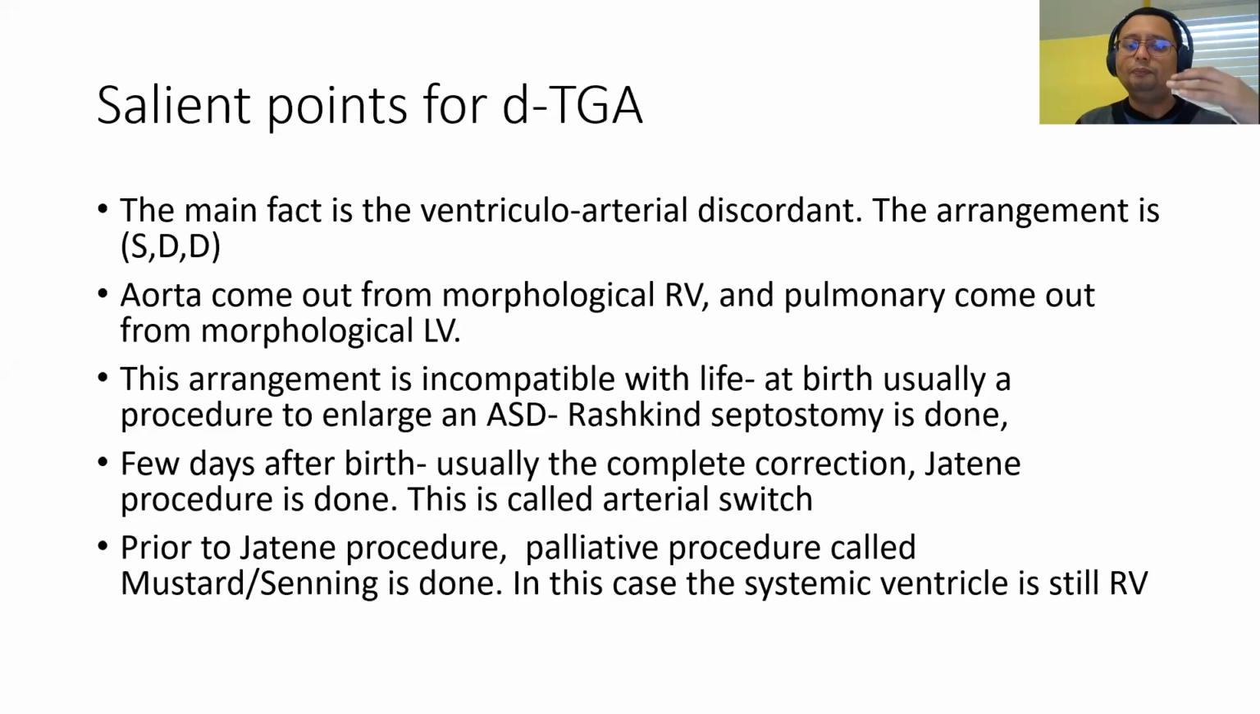Okay. Prior to the 1980s, they did not do the Jatene procedure. They did what we call a Mustard and Senning procedure, in which they baffle the blood from the right to the left and from the left to the right. I will show you a little bit later.